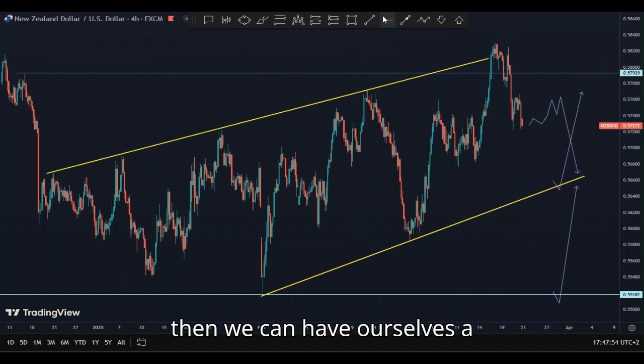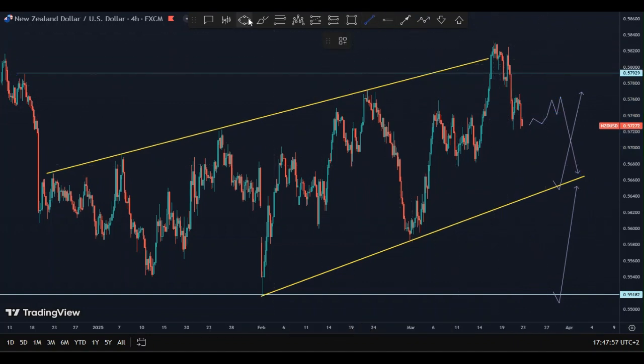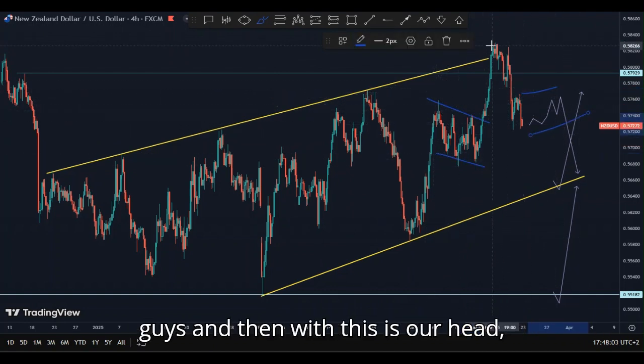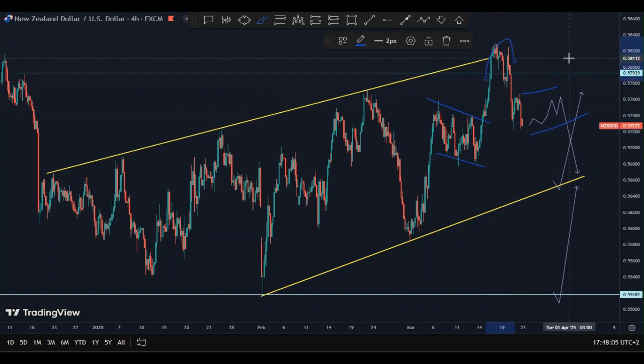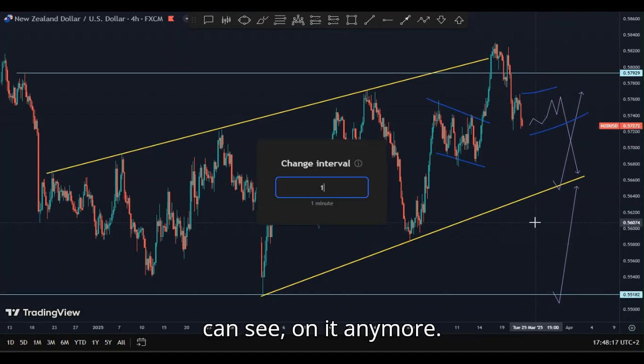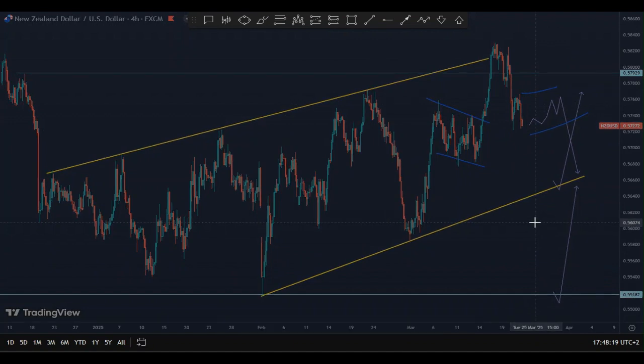we can have ourselves a what? A head and shoulders pattern right there, guys, and then with this as our head, right? So yeah, that's what I'll be expecting. And yeah, there isn't much as you guys can see on it anymore.